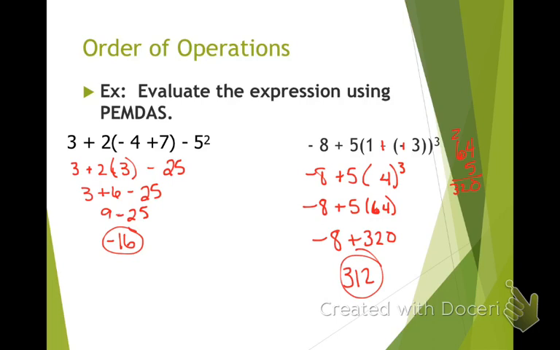Same way over here on the right side. I changed the 2 negatives to a positive. Did everything in here first. So 1 plus 3 is 4. 4 to the third. 4 times 4 is 16. 16 times 4 is 64. Didn't have a calculator, so I had to do it the long way and go 64 times 5 and get 320. And then now we have negative 8 plus 320 and get 312.